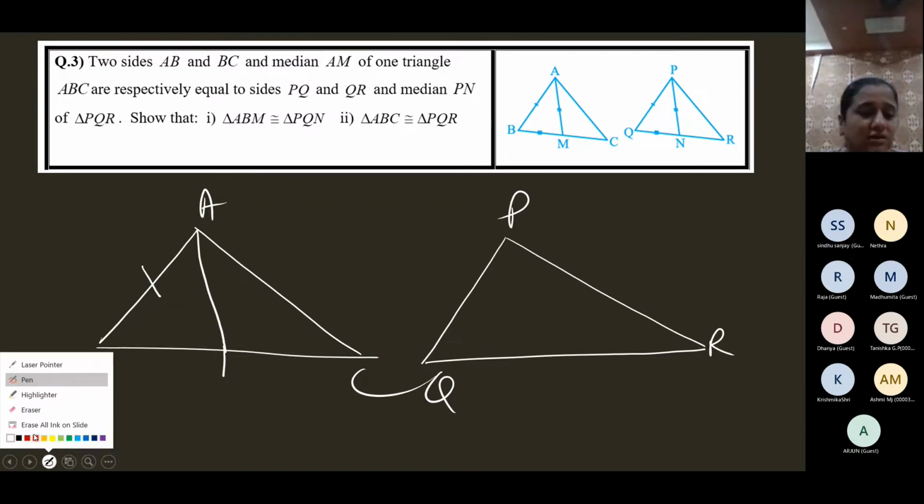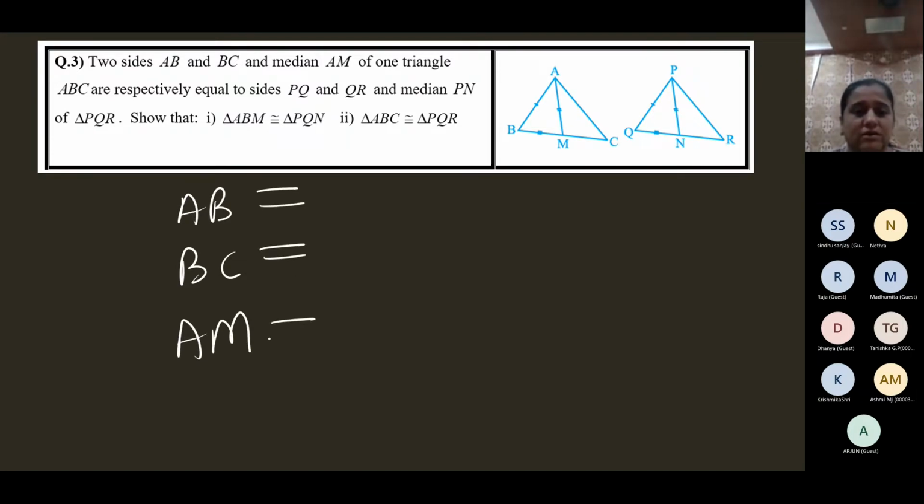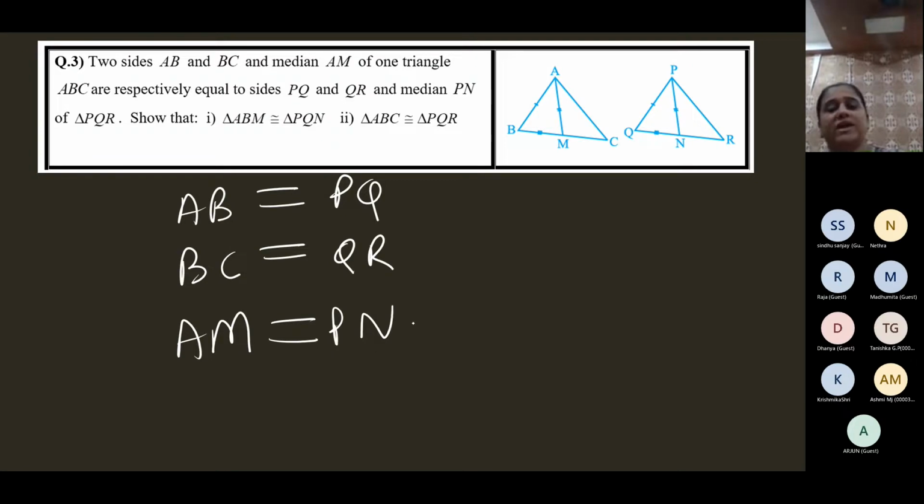Okay, let me write it. Let's take this figure itself. Look at the figure given in the question itself, children. I'll draw the figure for you. Let me tell you this first. Two sides AB, BC, and the median AM of one triangle are respectively equal to the sides PQ, QR, and median PN of triangle PQR. This is the information given.